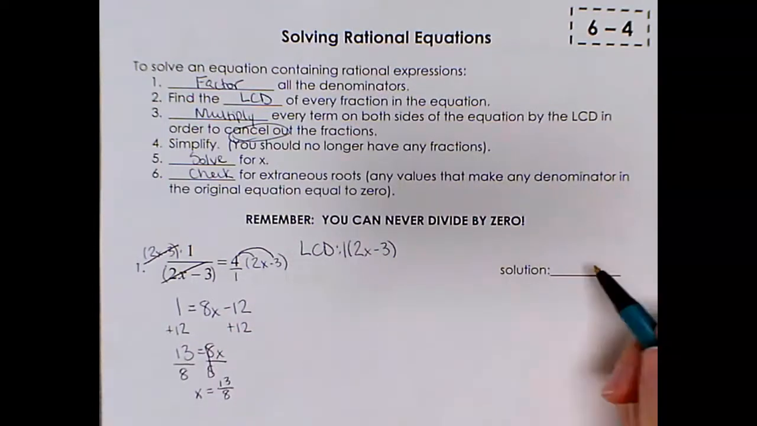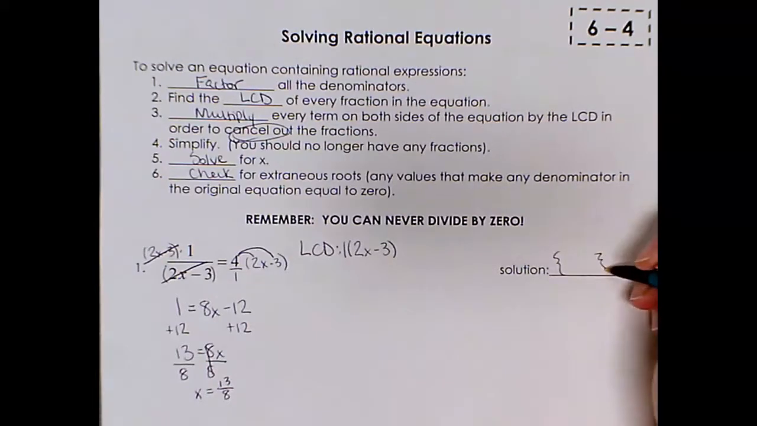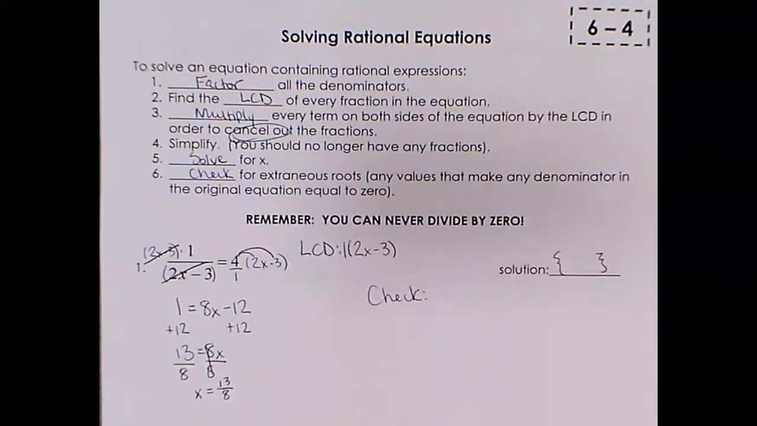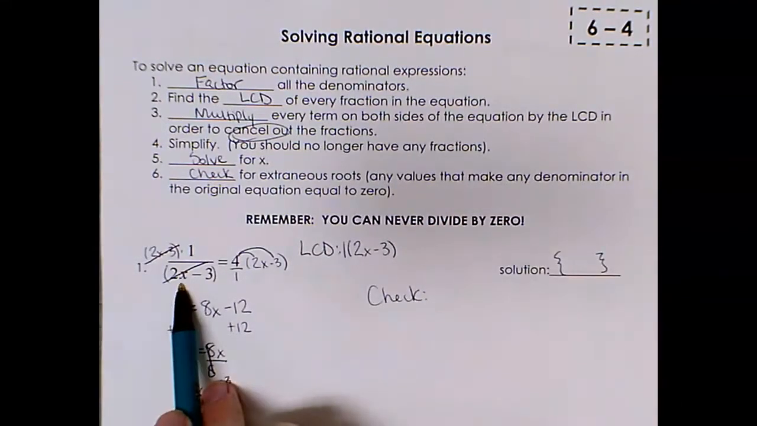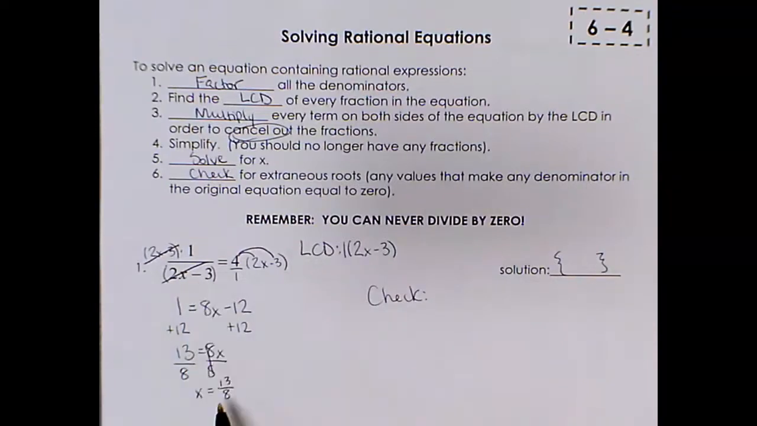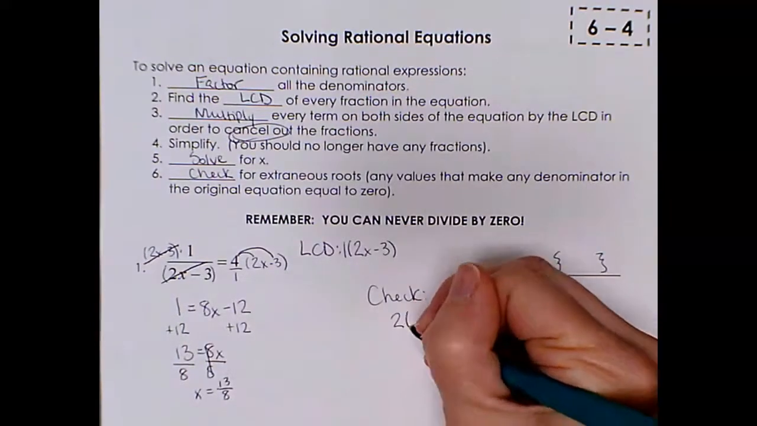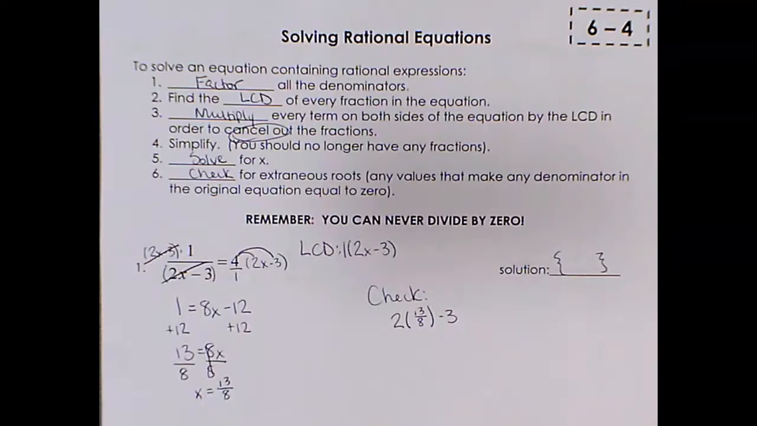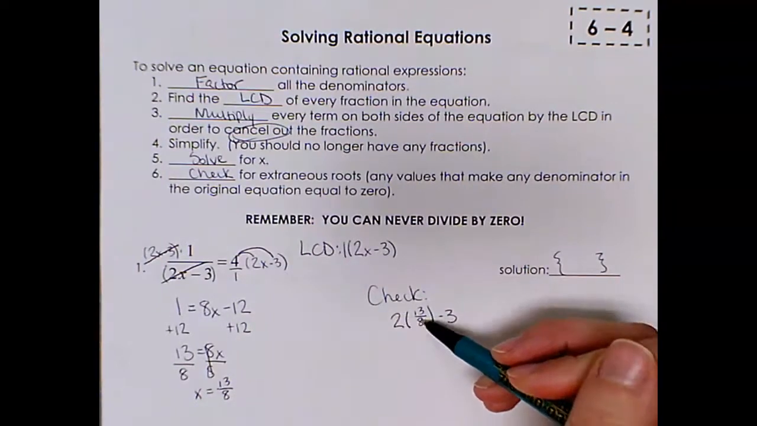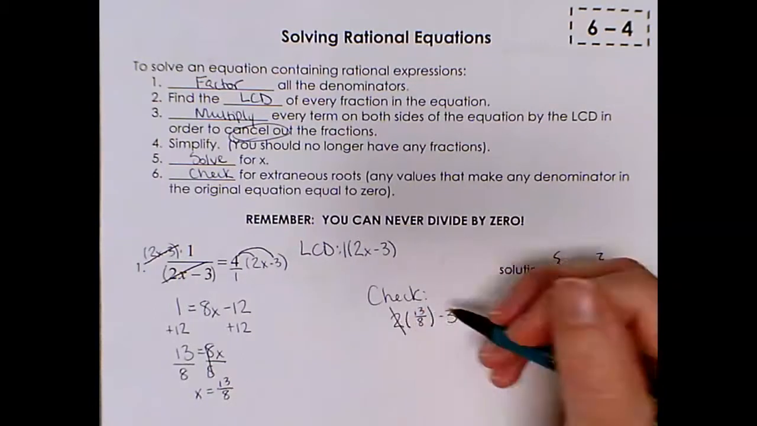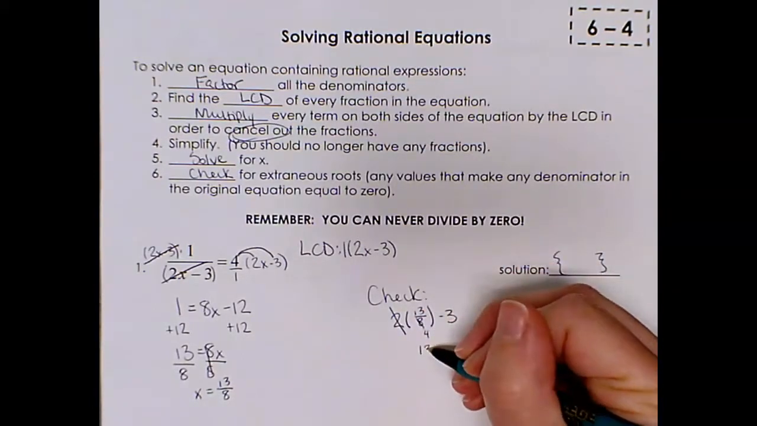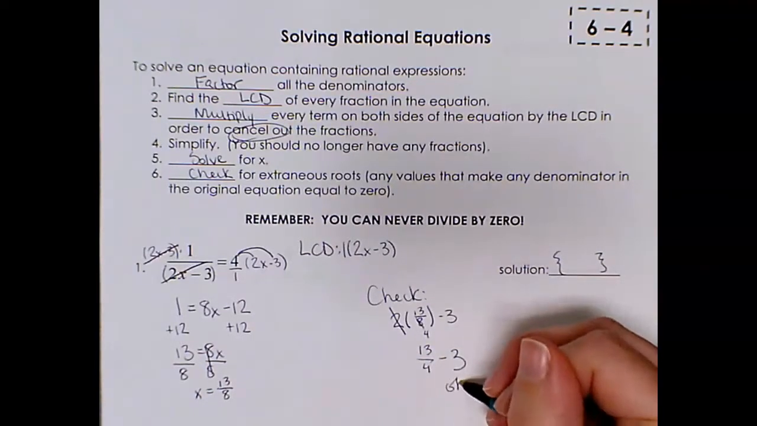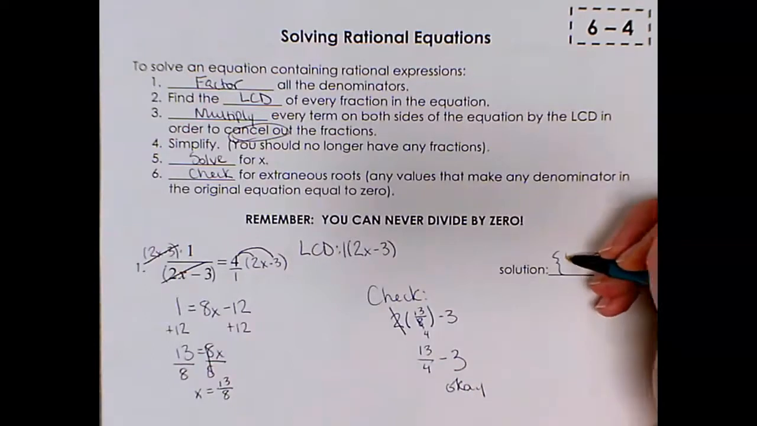Now before I can put that as my solution, which I would put in braces because I'm looking for my solution set, I need to check just to make sure that I don't have 0 for my denominator. So I'm going to take 2x minus 3 and I'm going to plug in my x value. So 2 times 13/8 minus 3. Think about the 2 on top. The 2 and the 8 are both divisible by 2. 2 divided by 2 is 1. 8 divided by 2 is 4. And 13 over 4 minus 3 is not going to be 0. This is okay. So my solution would be 13/8.